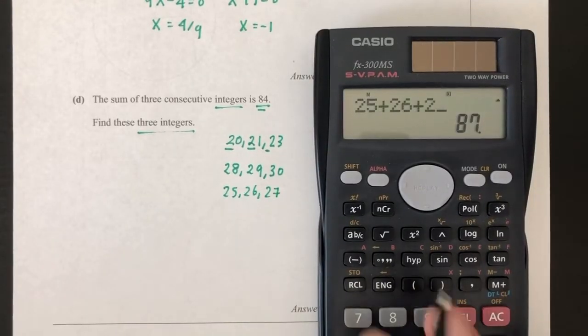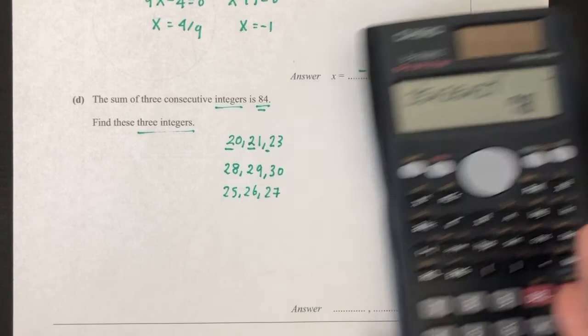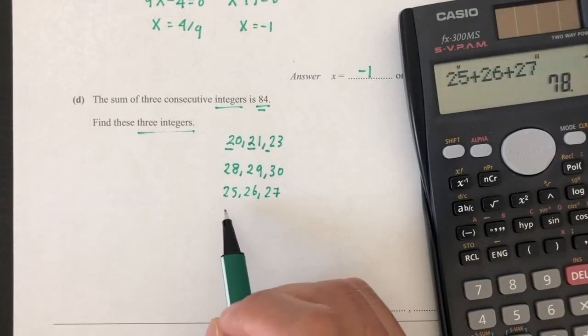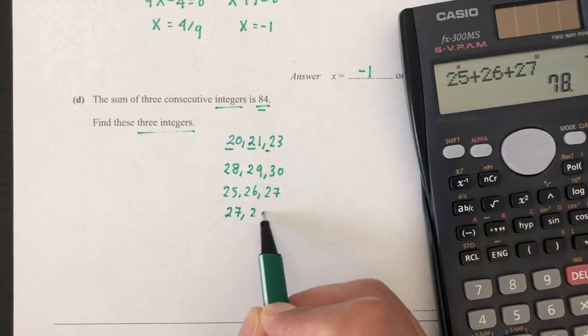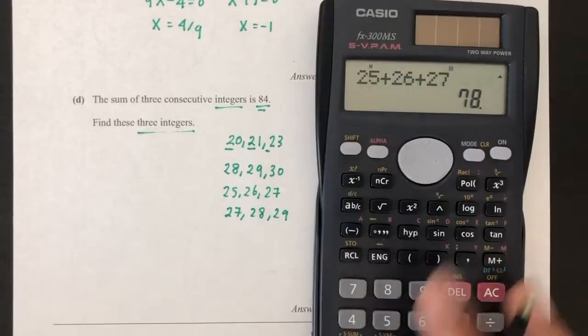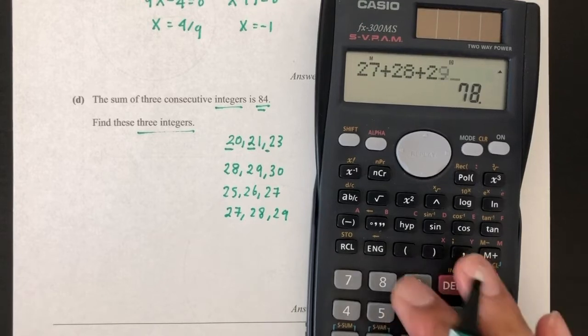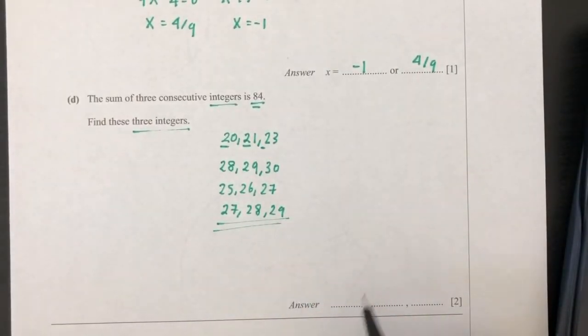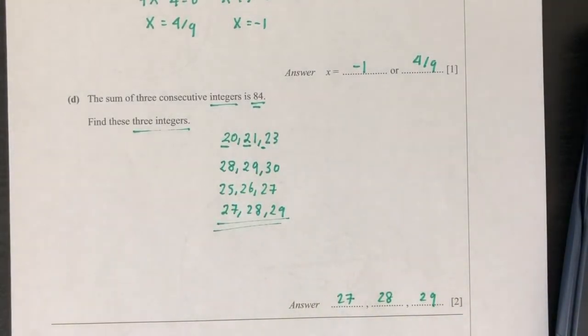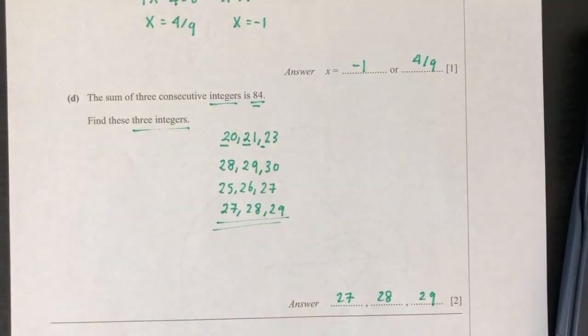25 plus 26 plus 27 will be 78, so not enough. So let's go up by one: 27, 28, and 29. 27, 28, and 29 should give me 84. So by trial and error, you can also find this pretty easily. So 27, 28, and 29 should be the three integers that give you the sum of 84 by trial and error. There are other methods to do this as well, but this is one of the methods you can use.